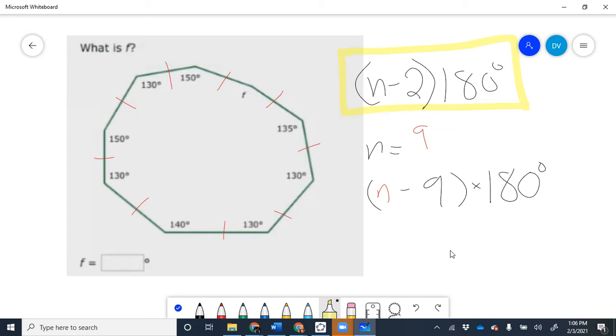Okay, I'm going to erase those red marks. We don't need them right now. So all we're going to do now is substitute, or I like words that rhyme, replace. So we're going to erase and replace the letter n.